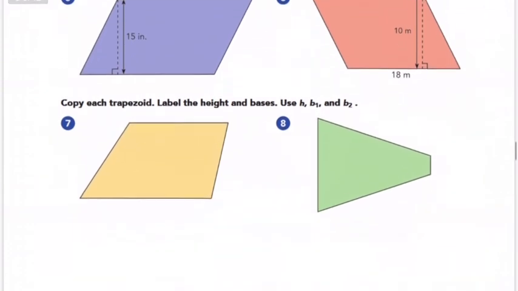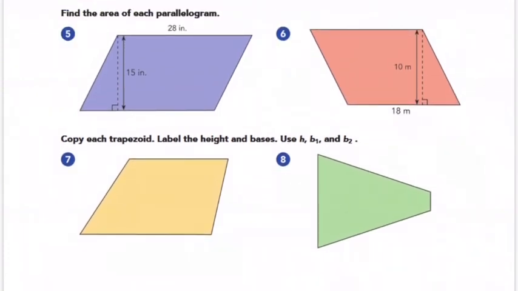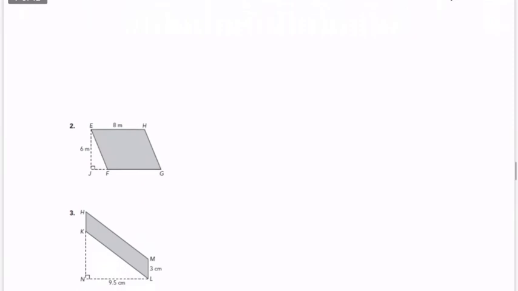So next, we have the area of the parallelogram. So let's skip those because we just did a bunch. Okay, try those two right there. Pause it and then hit play.